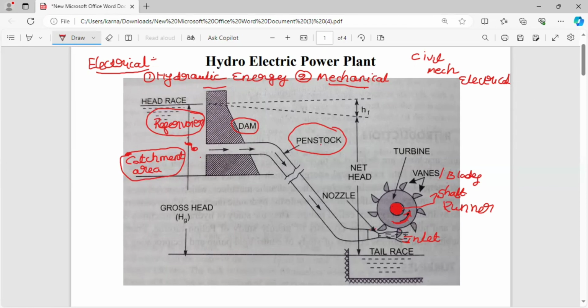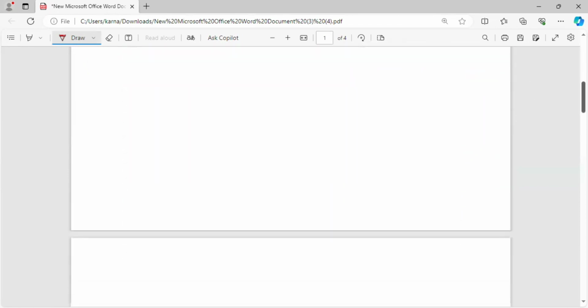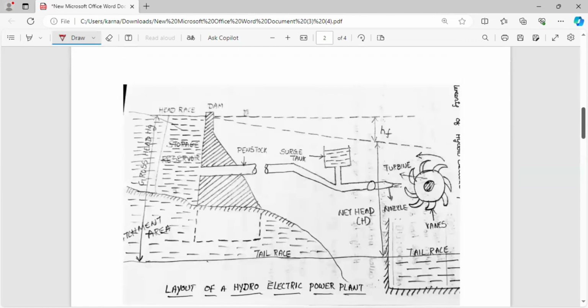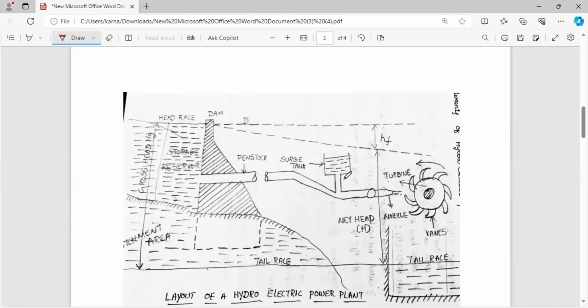And with these components, some other components are also there. If you observe this diagram, a surge tank is there. This is called the surge tank.